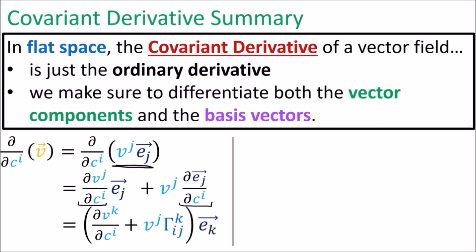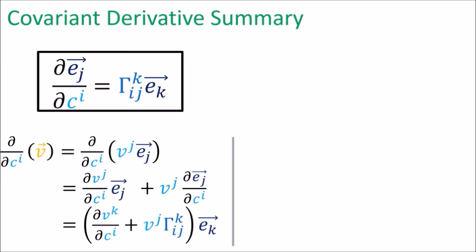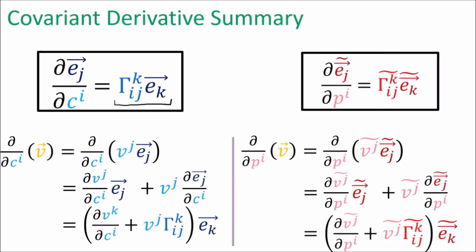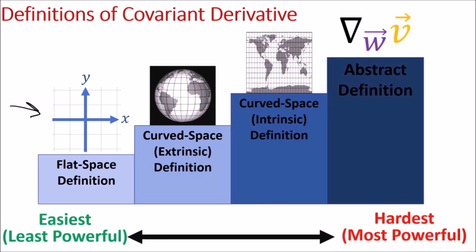And we also sometimes write this derivative like this using the Christoffel symbols, which are defined with this formula, which expands the basis vector derivatives as linear combinations of the basis vectors. And we can use similar formulas for any coordinate system that we choose. So this was the flat space definition.